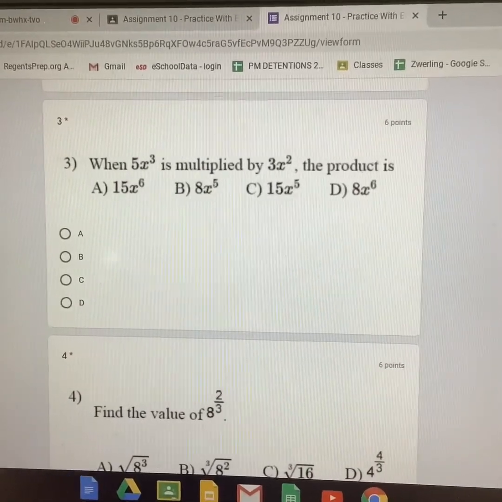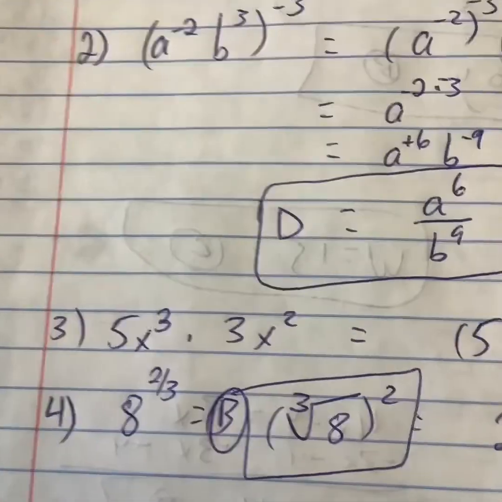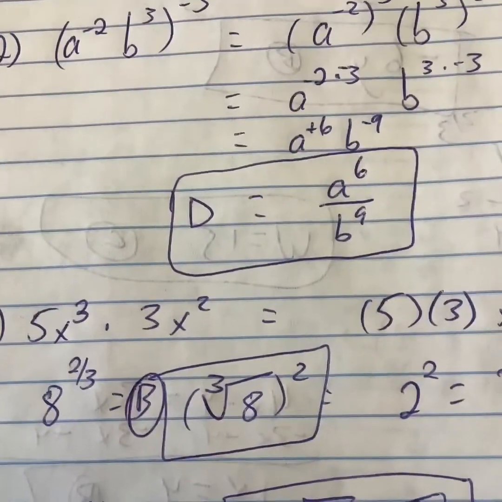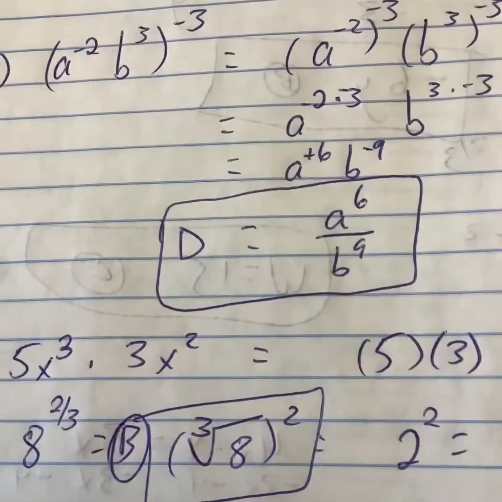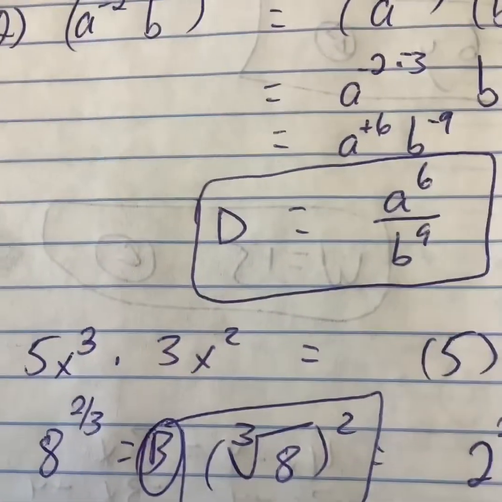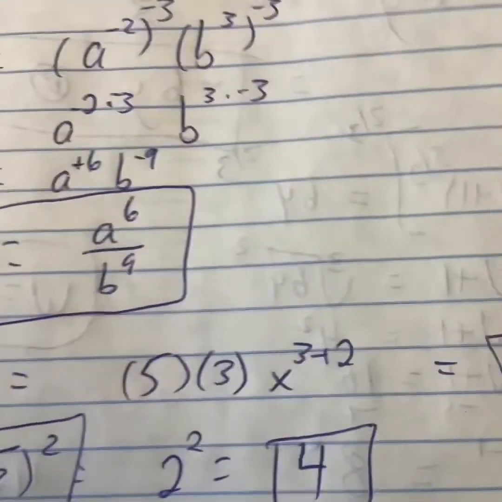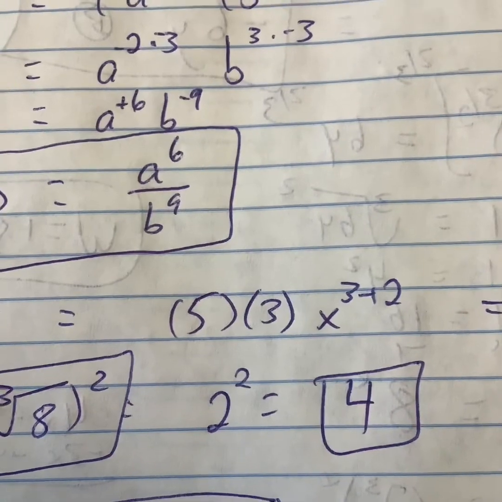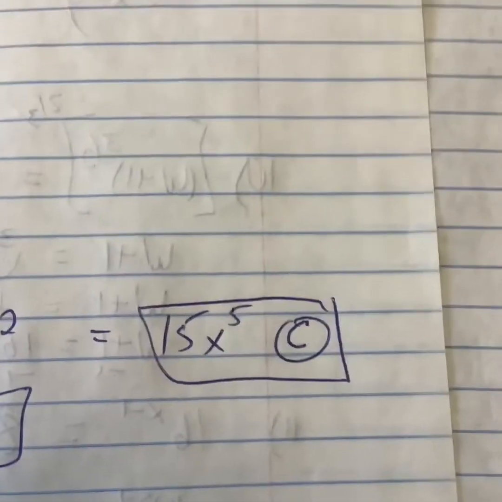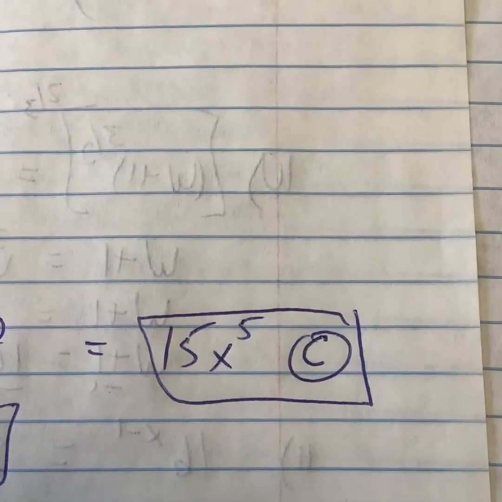When 5x cubed is multiplied by 3x squared, the product is what? Well, 5x cubed times 3x squared, we just multiply the coefficients, 5 times 3. And we multiply the bases, the variables, x cubed times x squared. When you're multiplying common bases, you keep the base, add the exponents. So it's 5 times 3 times x to the power of 3 plus 2, which is 15x to the 5th, which is letter C.